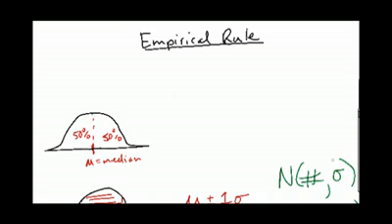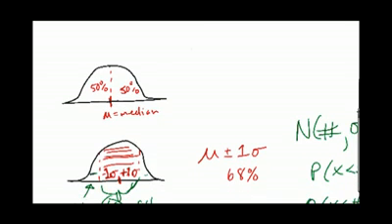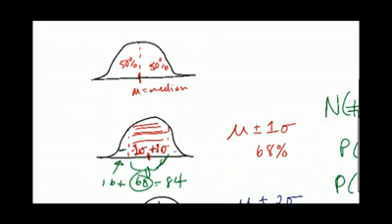Today we're going to be looking at an example to illustrate how to use the empirical rule. Alright, so if you remember the empirical rule, quick rundown: mean equals median, 50% on either side.